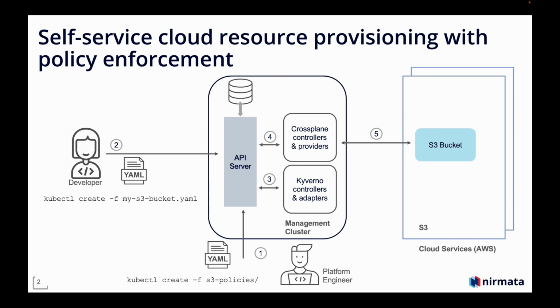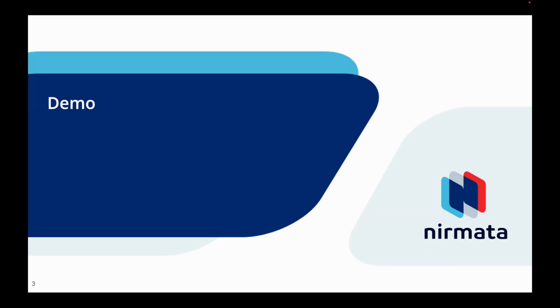For the demo, we'll first install the policies. In this case, we'll be using policies that are for the AWS S3 service. Then we'll see how those policies can be enforced on any S3 buckets being created by the user. Based on the policies, the user will be able to create the S3 bucket, or the request will be denied. And this will demonstrate how policies can be enforced when creating cloud resources using Crossplane with Kyverno as the policy engine. So let's jump into the demo.